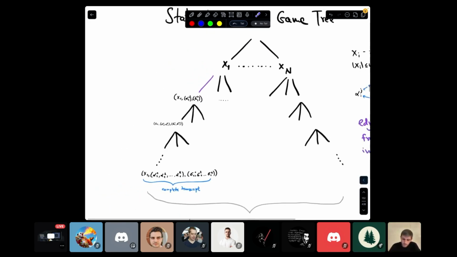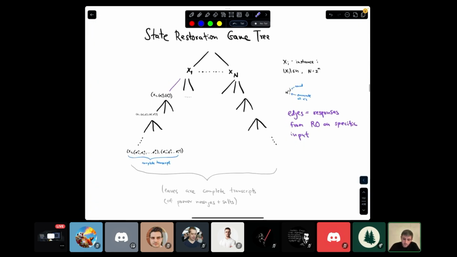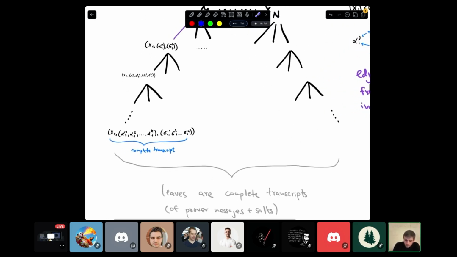So what the prover is going to be doing is that the prover is going to try and traverse this tree, and eventually it gets to the leaf. And what is in the leaf? The leaf contains a complete transcript. So it contains X, which is the input, and all of the prover messages along k rounds of interaction, as well as the salts for k rounds of interaction.